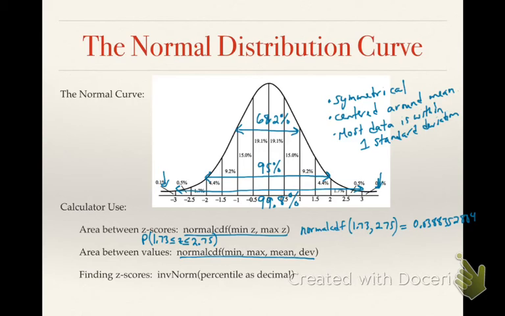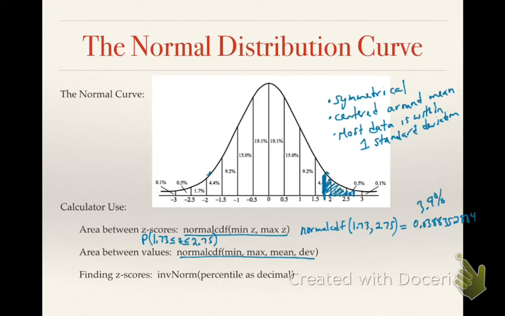Now I'm going to erase some of this on the normal curve so I can illustrate what this is saying. Between 1.73, which lies about here, and 2.75, which is here, there is roughly about 3.9% of the data. Between those two z-scores, 3.9% of the data lies.